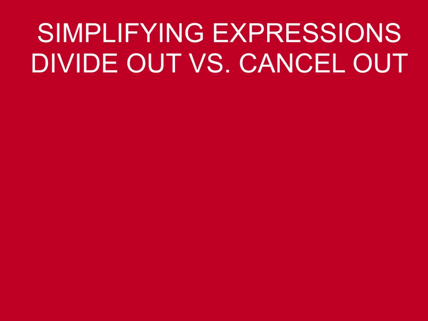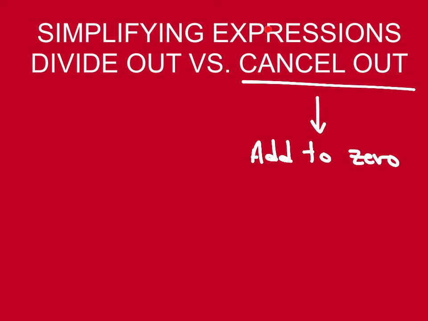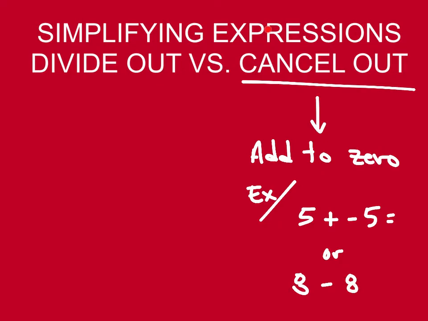Hi there. In this video, we're going to be talking about simplifying expressions and the concept of divide out versus cancel out. Now, I want to talk about what cancel out means. When I say cancel out, that means that things add to zero. An example of this would be if you had 5 plus negative 5, or if you had 8 minus 8. These two things add to 0, and they go away.